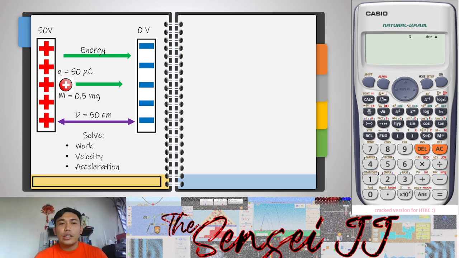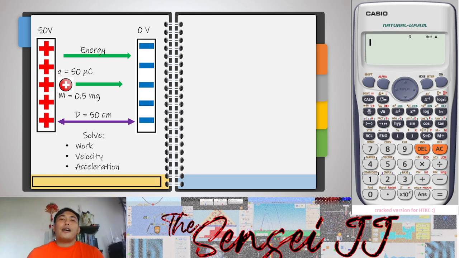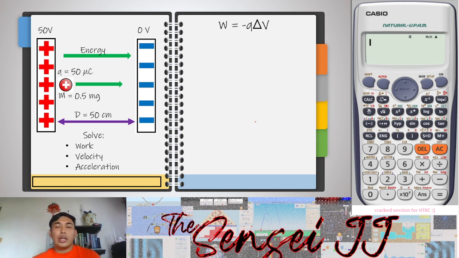So let's try to solve for the work, the velocity, and the acceleration using this given. So we have here our charge of 50 microcoulombs. We have here 50 volts on the side of our positive plate and 0 volts for our negative plate, and the distance between those two is 50 centimeters and a mass of 0.5 milligrams. Okay, so here we can solve for our work.